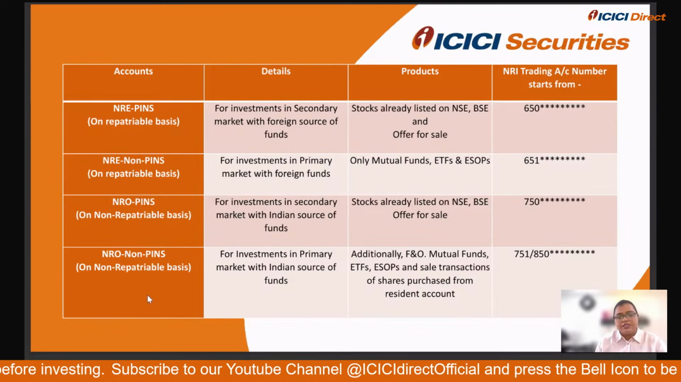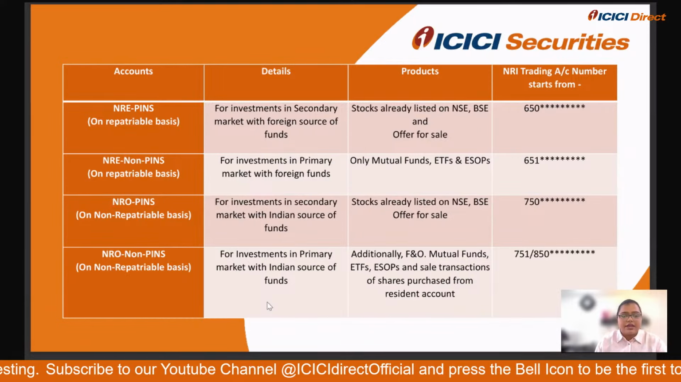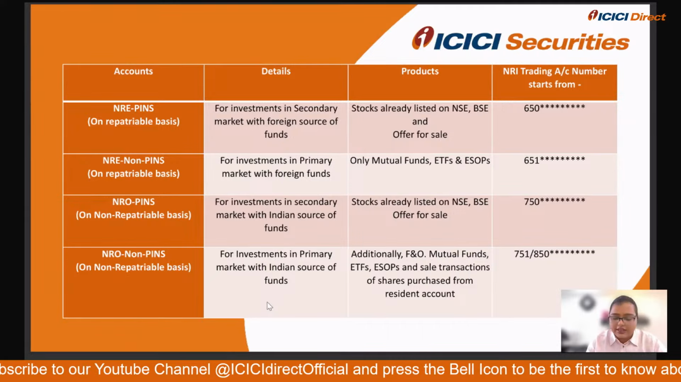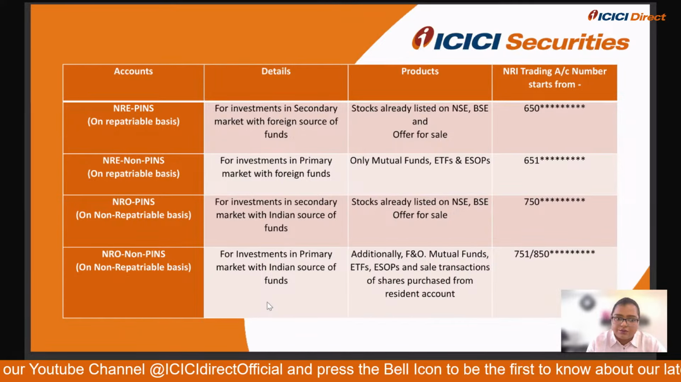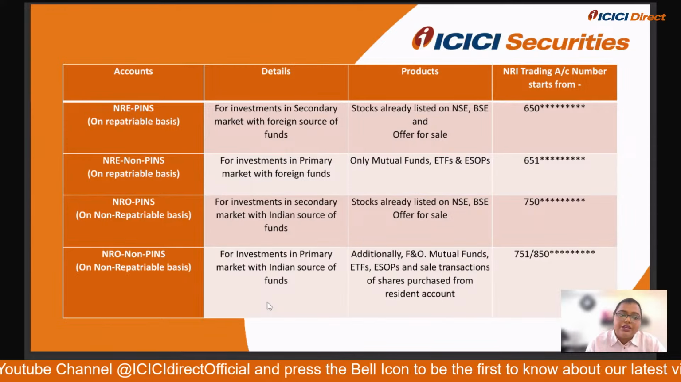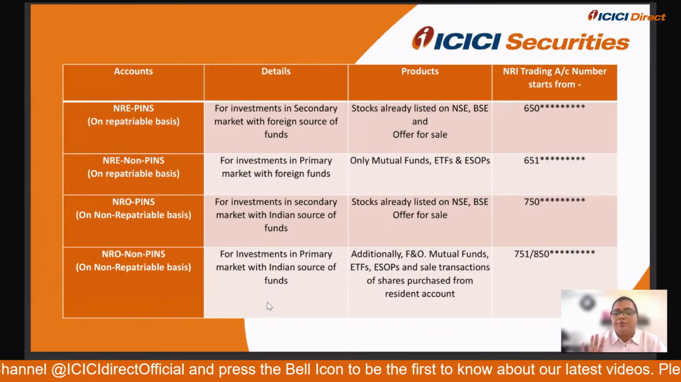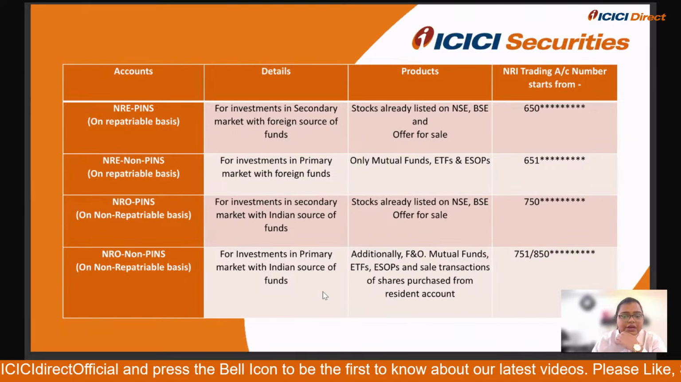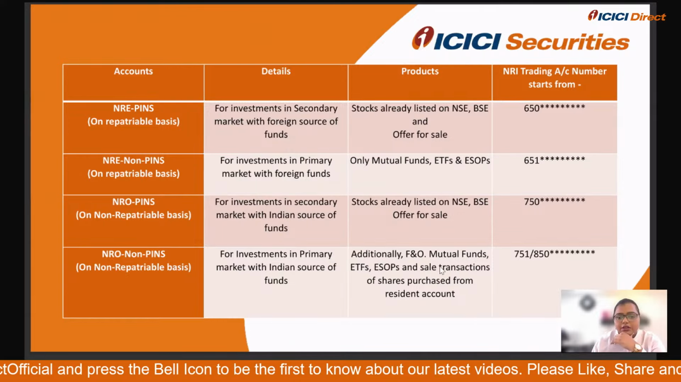For investments in the primary market with Indian source of funds, this NRO non-PINS account is also the account that is usually transferred. If you were an RI and you have recently transferred your account from RI to NRI, your RI account is transferred to the NRO non-PINS account. So for investments in the primary market with Indian source of funds, we can use the NRO non-PINS account.